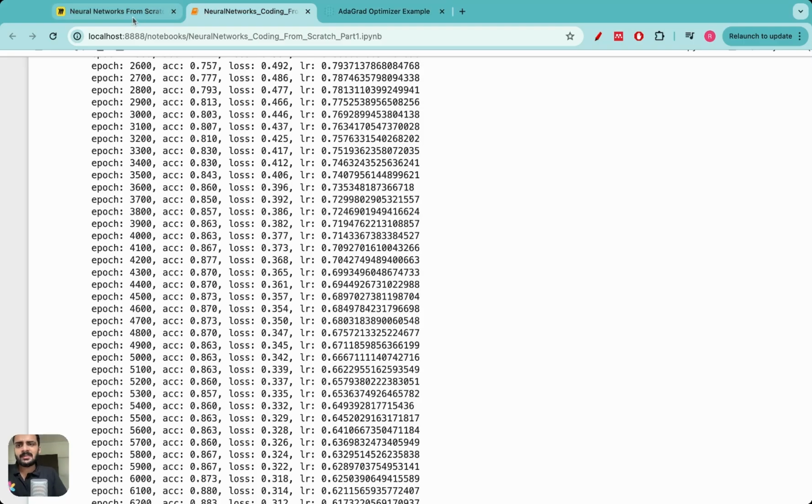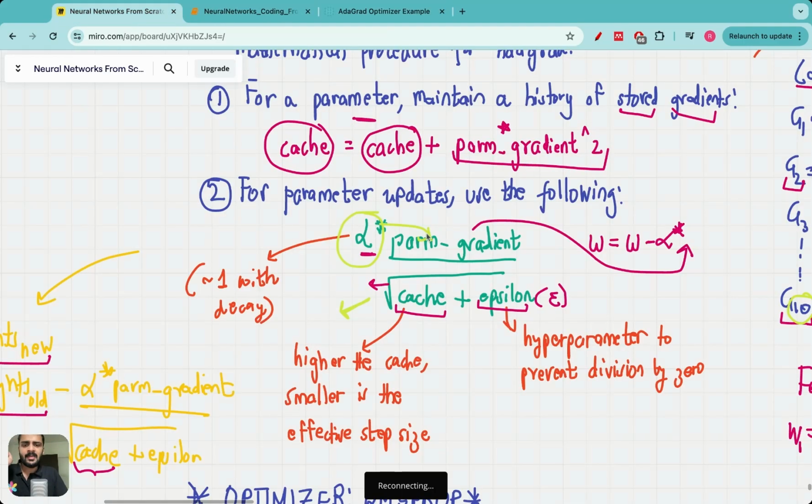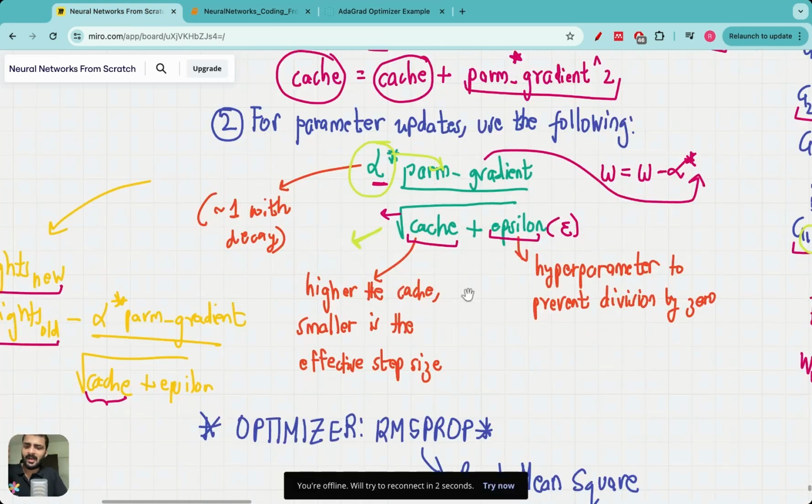So this actually brings us to the end of this lecture on Adagrad. In the next lecture, we are going to be looking at another optimizer called RMSprop, and then using Adagrad and RMSprop, we'll have a lecture on the Adam optimizer.